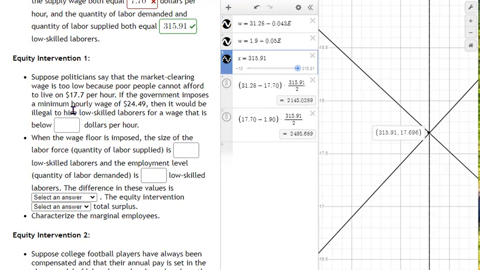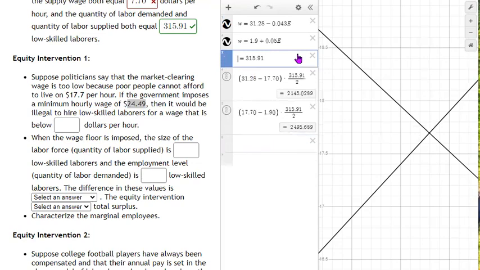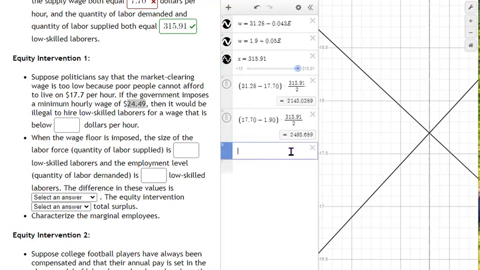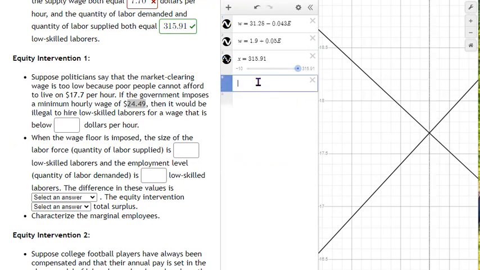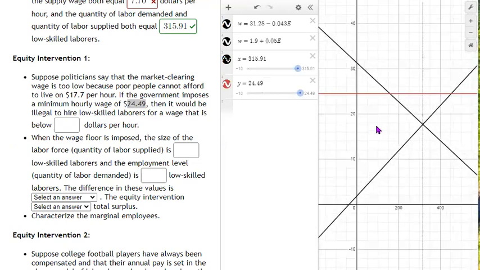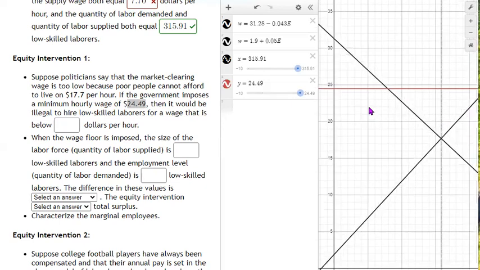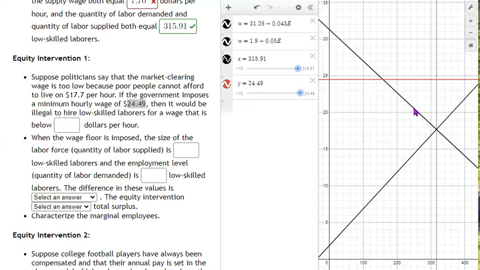So if the government imposes a minimum wage of, in my case, $24.49, I'm going to change this to Y. Well, no, I'll keep it at the X. I'll come down here. I'll get rid of the surplus calculations. I'll type Y equal to 24.49. Now, why did I use Y? Because Y is the vertical axis, right? And the vertical axis is the wage rate. So let me get rid of this. I'm going to hide that.